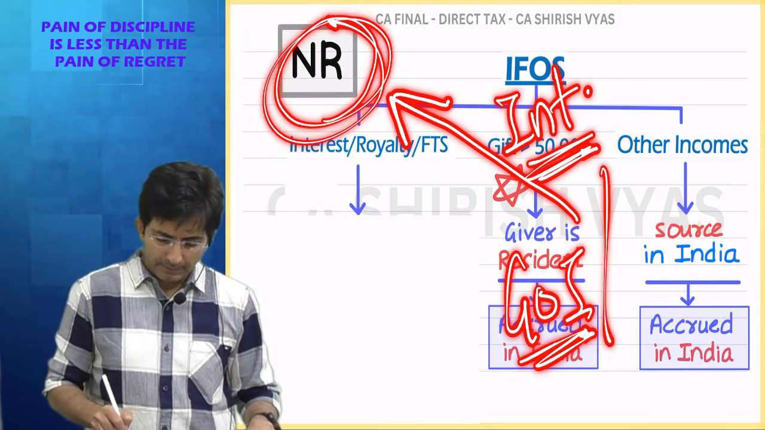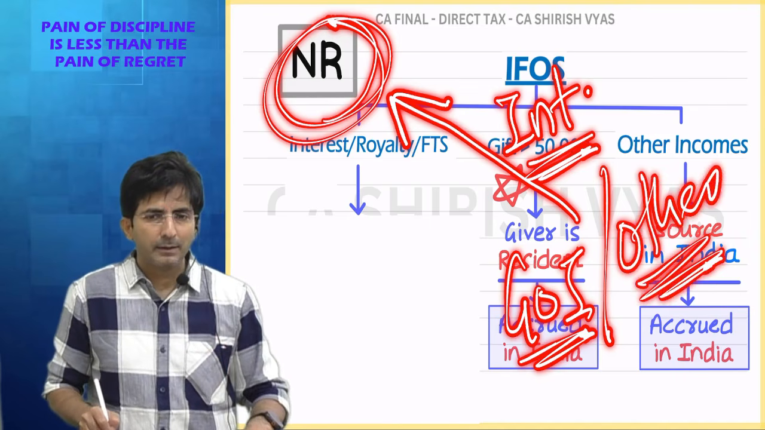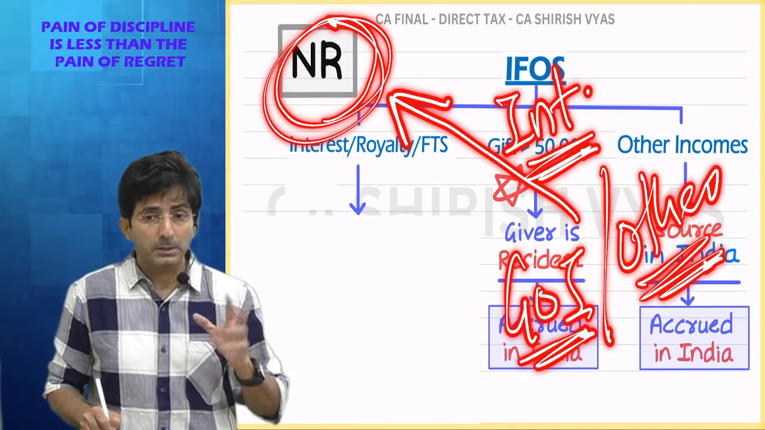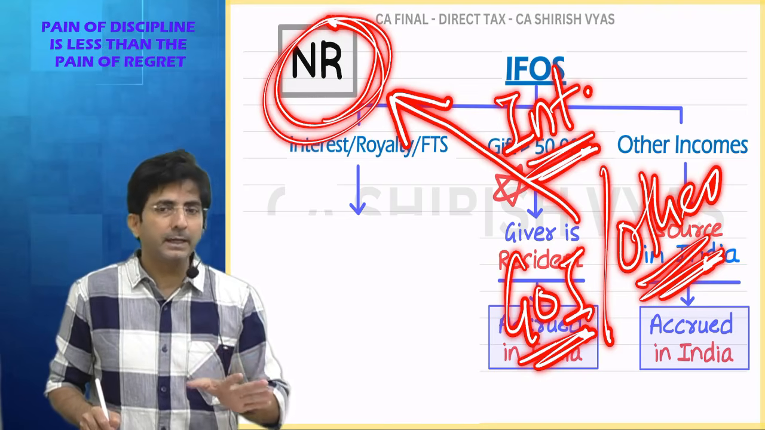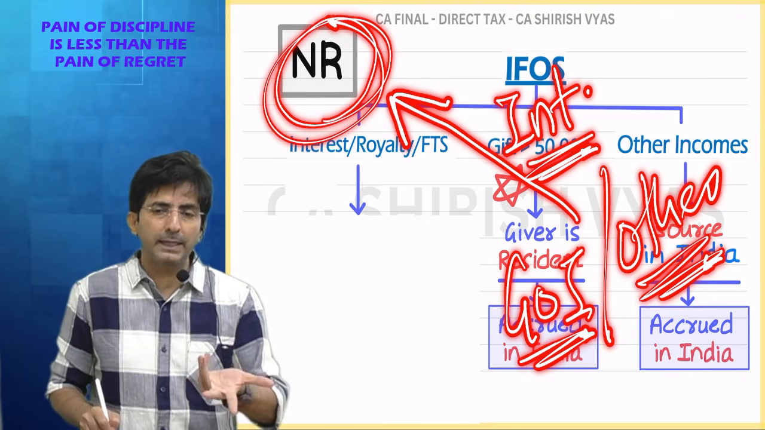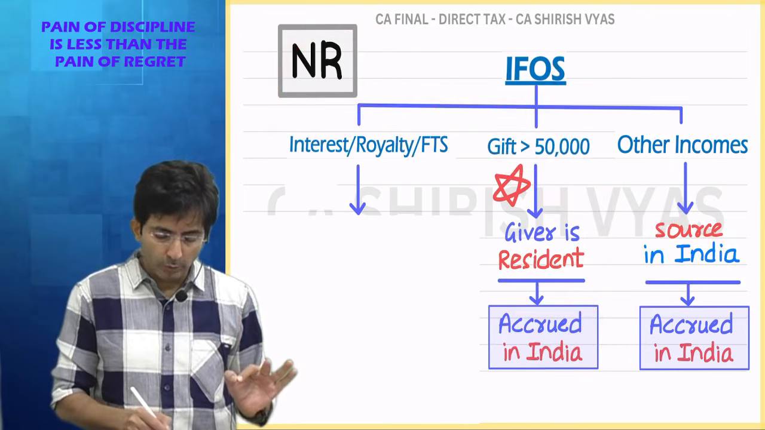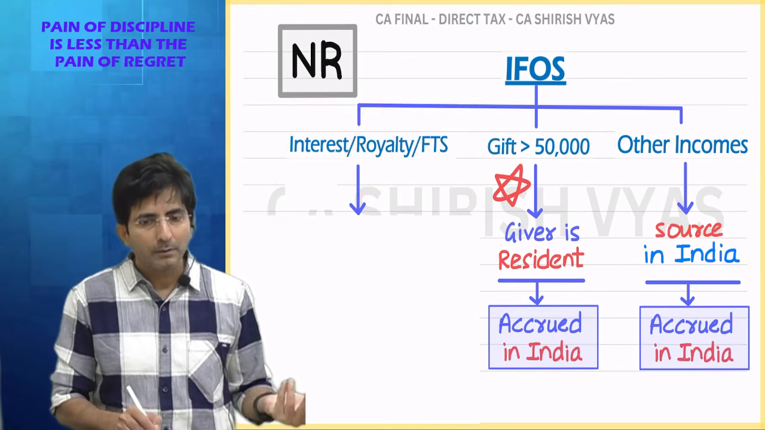But instead of Government of India, some other guy is there, Shirish Vyas, etc. Then don't see the person, see the business. Person may be Shirish of India, but don't see the banda, see the dhanda. Dhanda means business. If the business is in India, accrued in India. If business outside, outside India. Same rule you have to follow for royalty, fees for technical service. What is the only change?